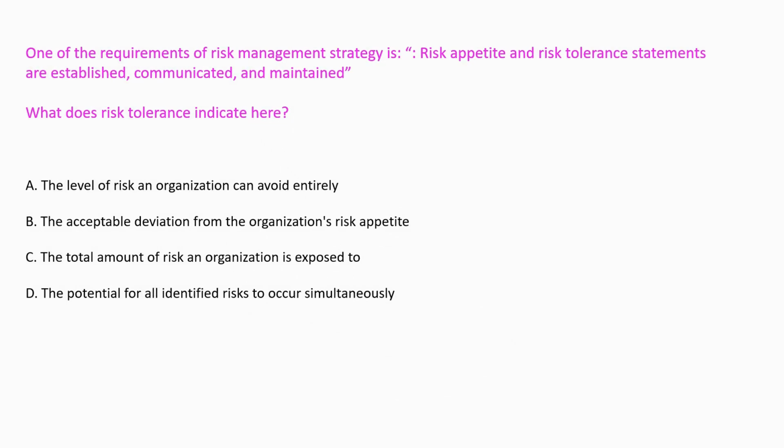Now, the next question is about what risk tolerance indicates. The correct answer is option B, that is deviation from your risk appetite.